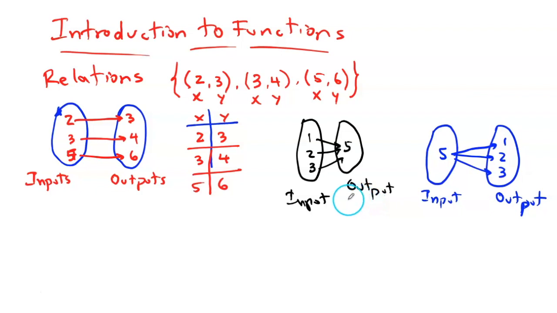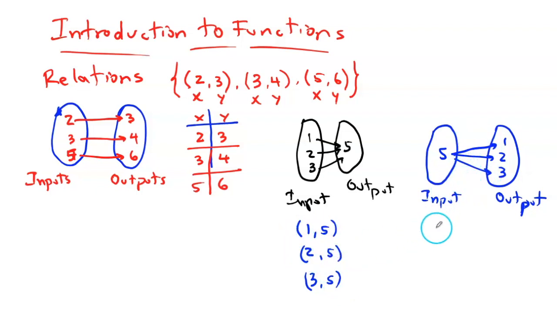Let me explain that. Right now, you see that the 1 has a 5, so let me write that as an ordered pair. The 1 has a 5. The 2 has a 5. The 3 also has a 5. The 1 only has a 5, the 2 has only the 5, the 3 has only the 5. It doesn't matter that the output repeats, but each input has only one output.